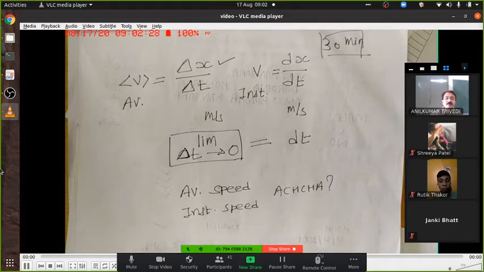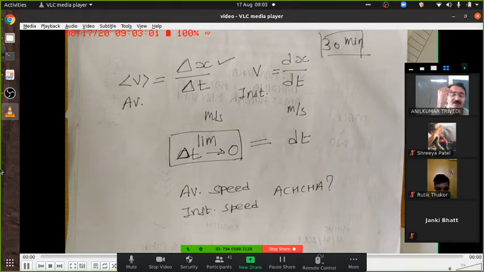Average speed. Okay, one answer is average speed. So I'll say wrong. It is instantaneous speed. Okay, so what's the correct answer? Instantaneous. I'll say wrong. It is average speed. What's the correct answer? Both. Depending upon the situation. Both are wrong. Say, think positive. Say both are right.